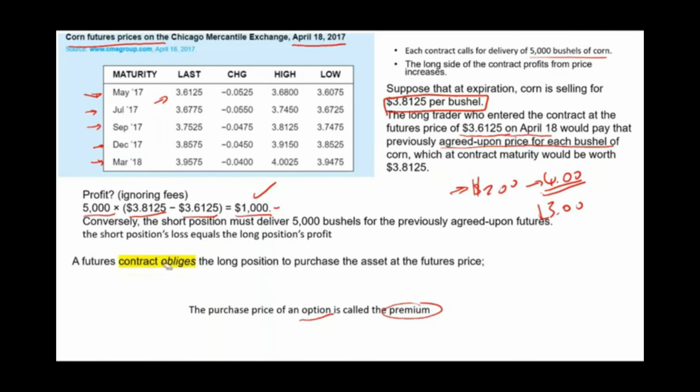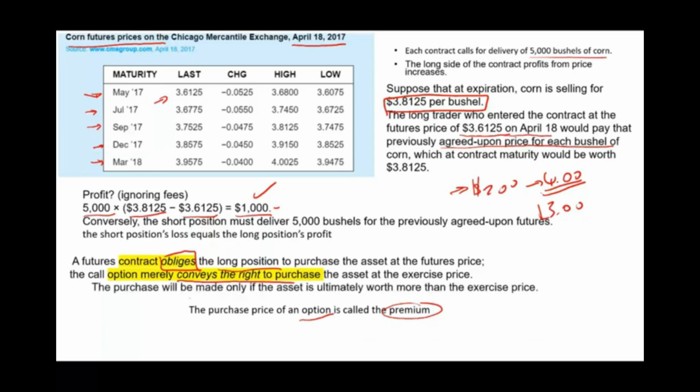Now remember, a future contract is an obligation, it obliges the long position to purchase. Very important, and a big difference from the call option, which conveys the right to purchase. If you buy a call option, you don't have to buy. You have the right. If you want to buy it, if it's in your best interest, you do. If it's not, you let it go. The future contract, you have to buy. And this is why the people that bought the future oil contract were trying to get rid of it, because they have to receive the oil. The oil has to be delivered to them. So therefore, they let it go. Okay. So the purchase will be made only if the asset is ultimately worth more than the exercise price. Simply put, it's only if you make a profit.